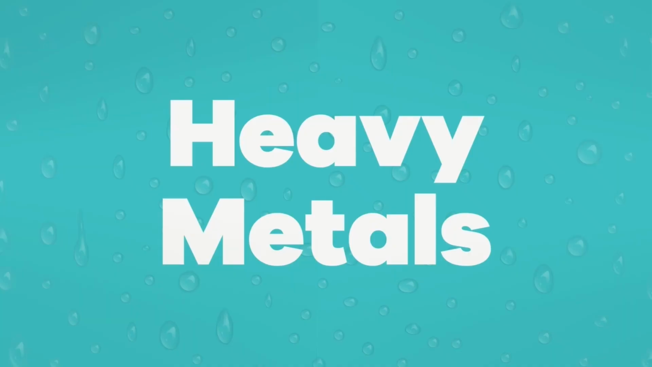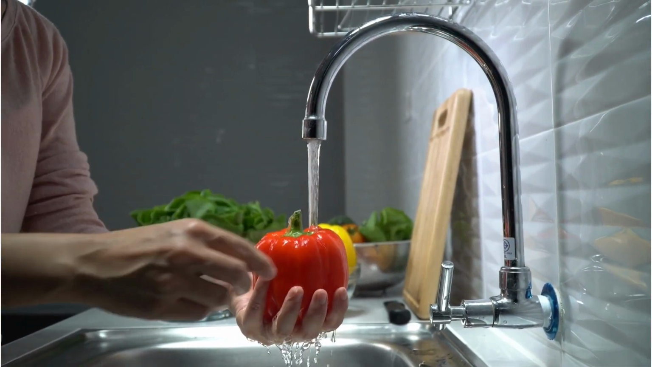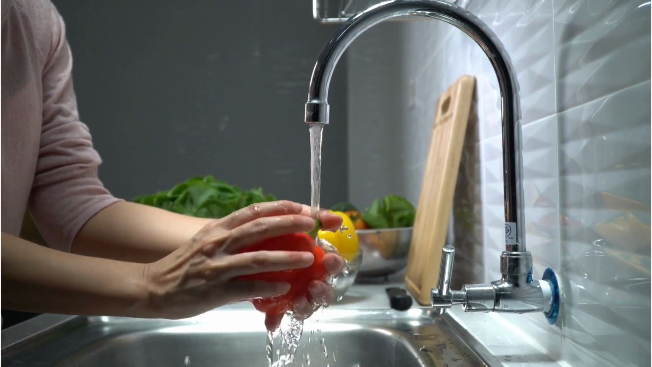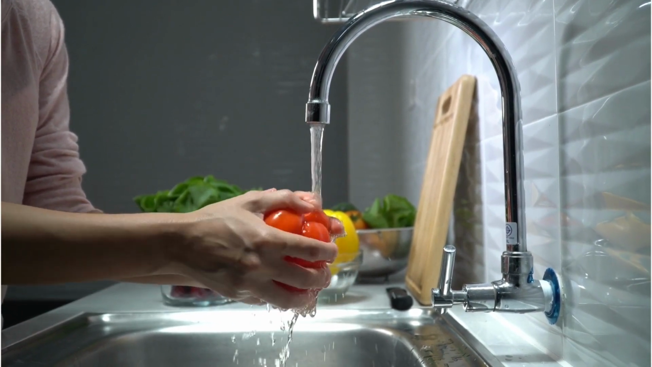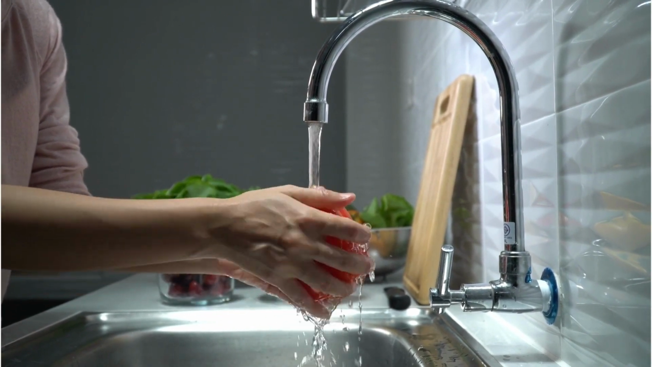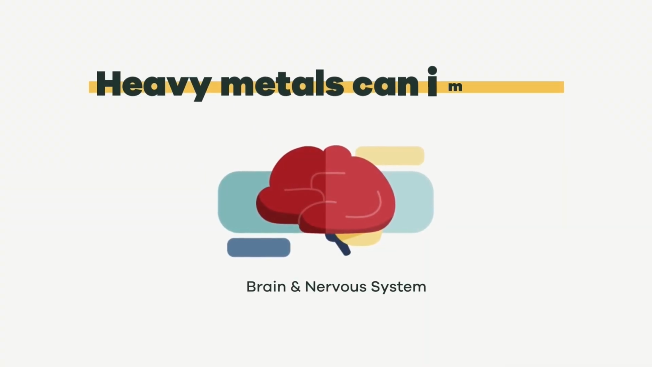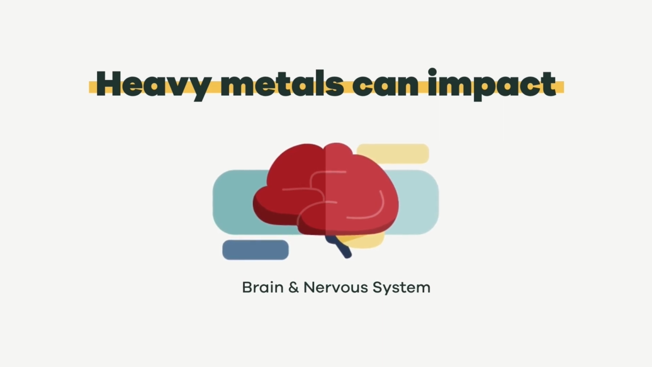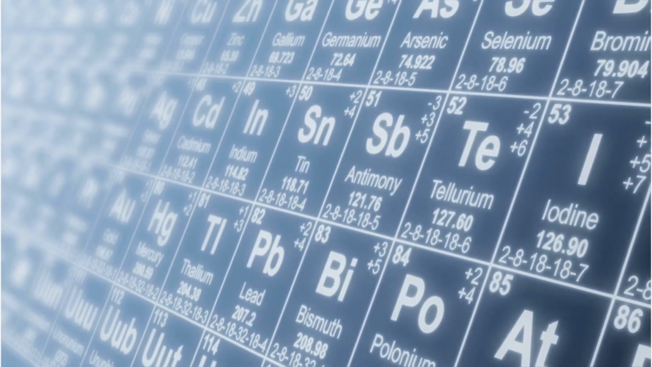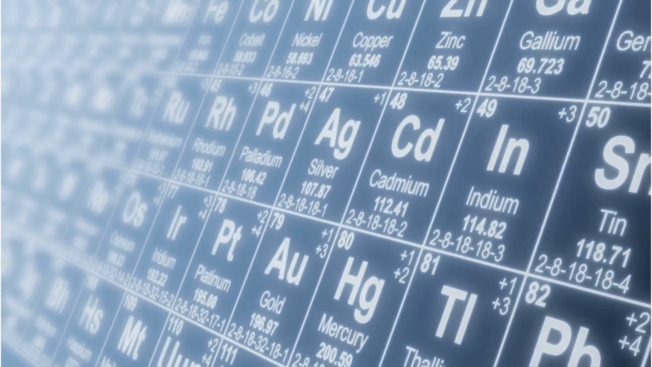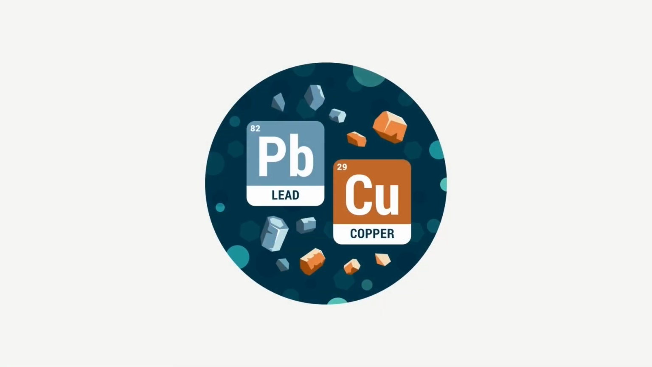Heavy metals. Heavy metals can and often do find their way into your tap water. Many of these contaminants cannot be smelled, tasted, or seen. However, they can bioaccumulate, leading to detrimental health impacts, especially for the brain and nervous system. We could talk about several heavy metals, but let's narrow it down to two: lead and copper, which are often present due to aging pipes and infrastructure.